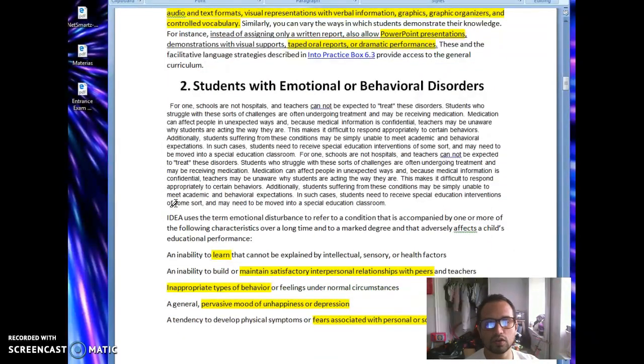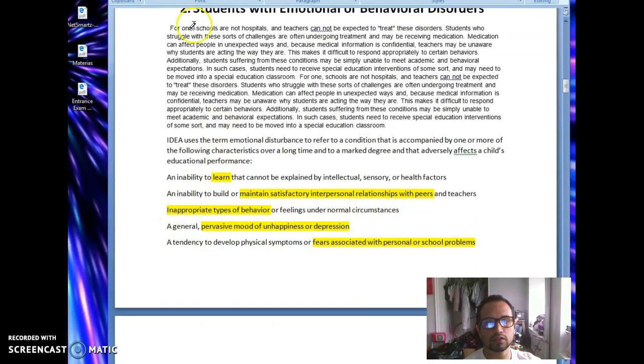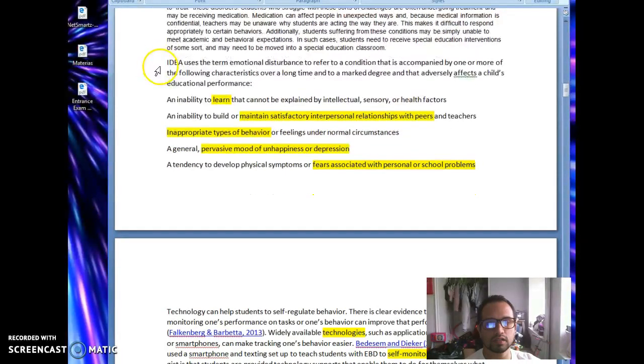Number two are students with emotional behavioral disorder. So we're looking at children who have difficulty learning and maintaining relationships with other students. Also, there are inappropriate behaviors and symptoms like depression or unhappiness. This part is very important because it is something we're going to be able to observe in the classroom as well.